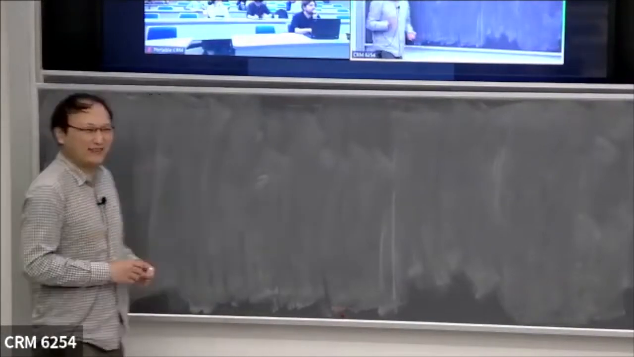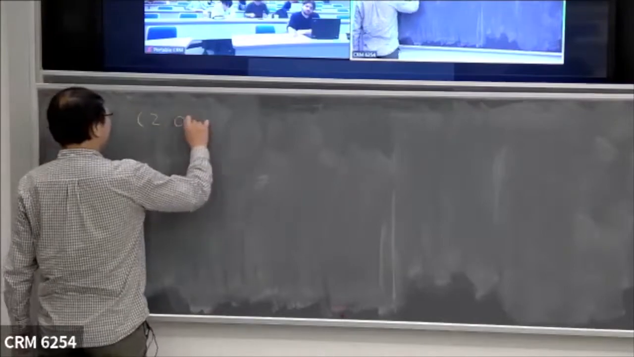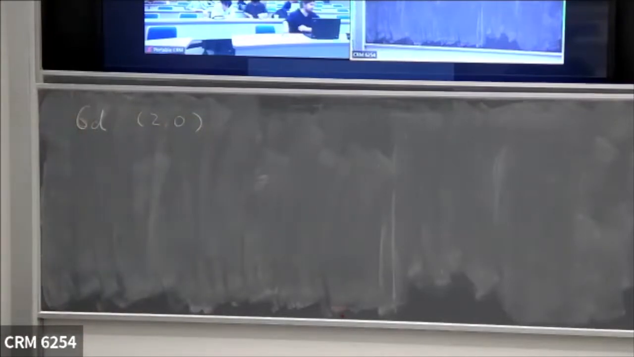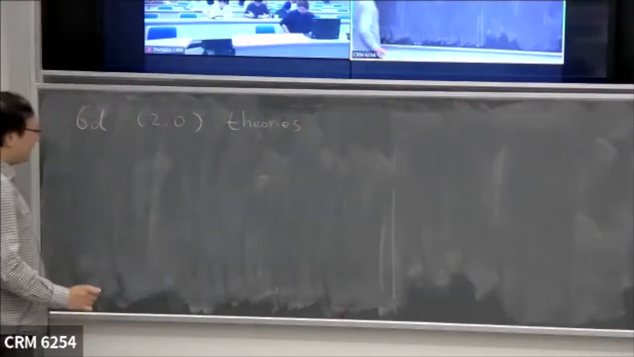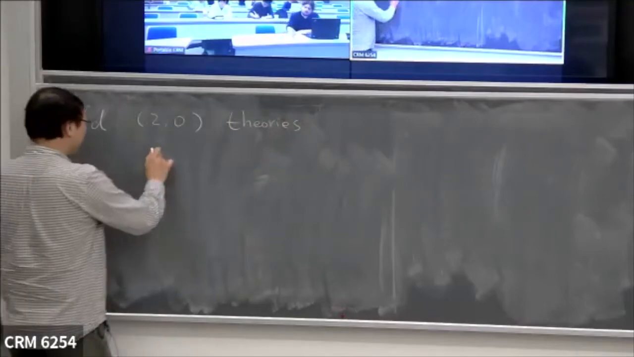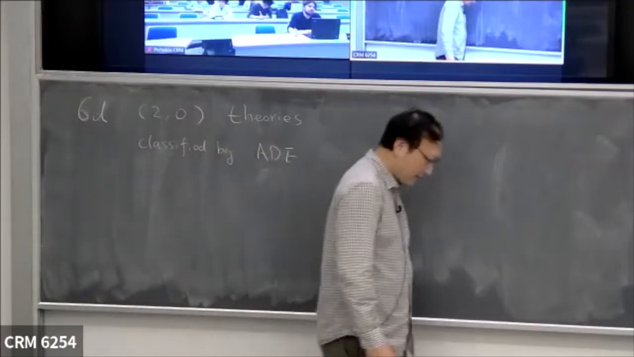So last time we jumped from 3 and 4 dimensions directly to 6 dimensions. And I mentioned that there are 2 classes of theories. For today, we are going to only use one of these 2 classes. So these are (2,0) theories. They are classified by ADE. What's the meaning of this?